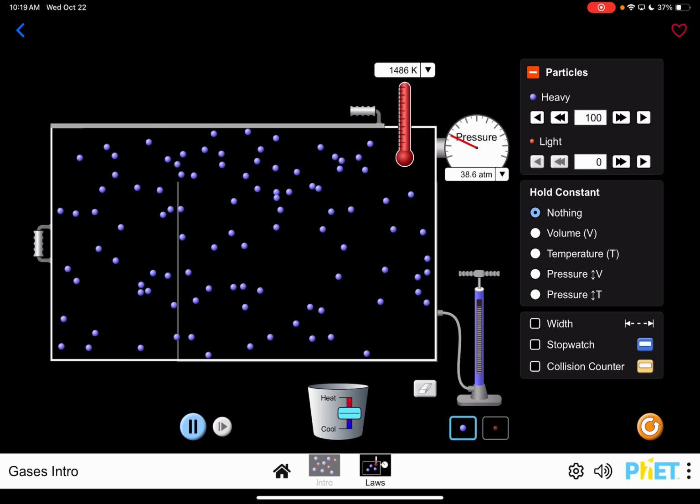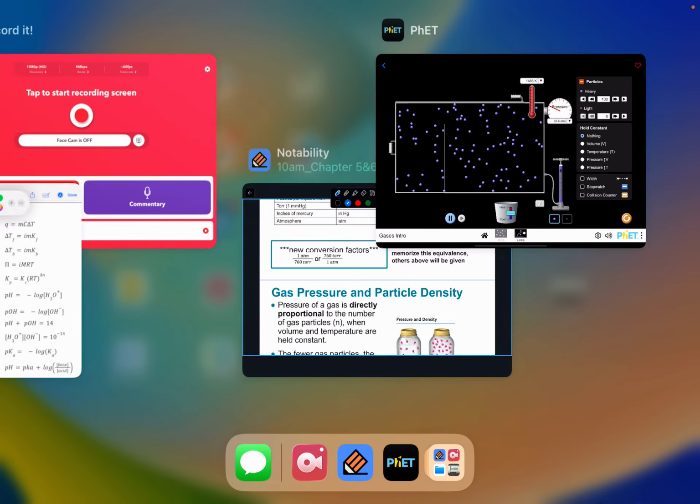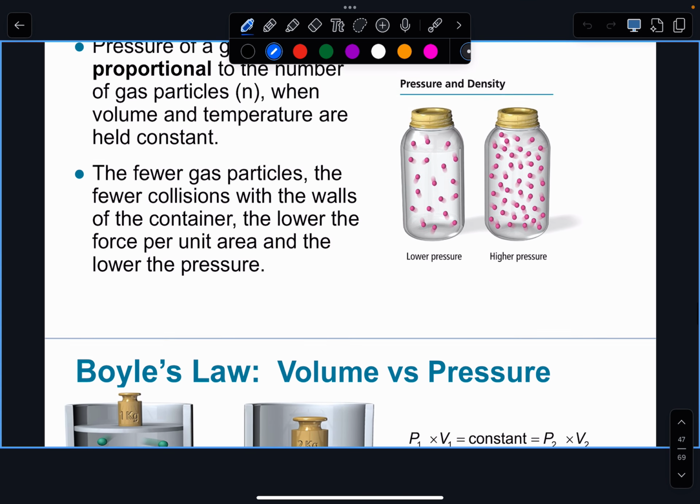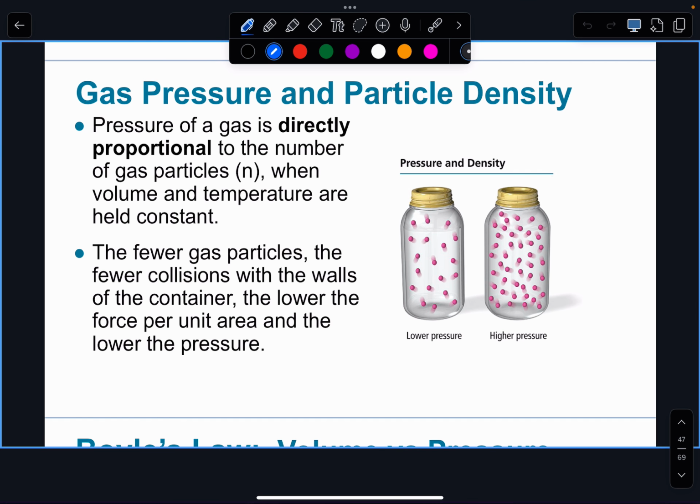Okay, so we're going to switch off of this one. I'm going to point out the slide that talks about the first one, N and P.